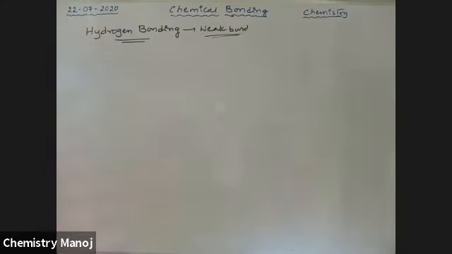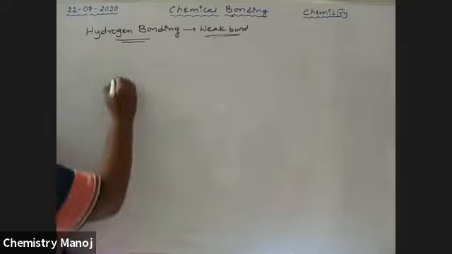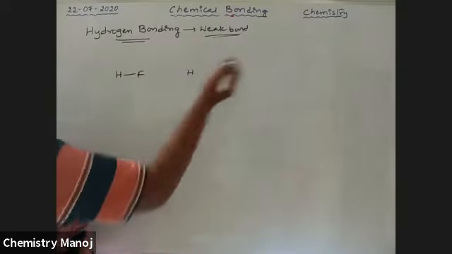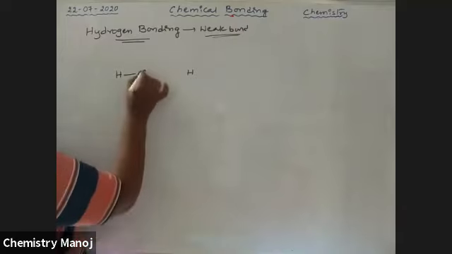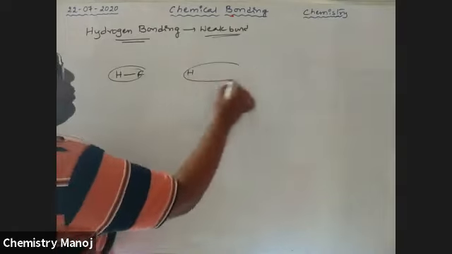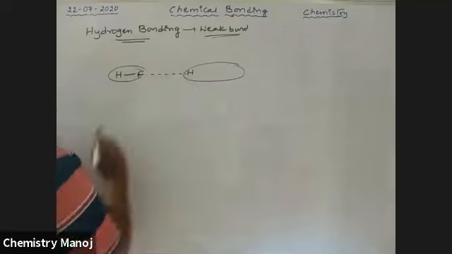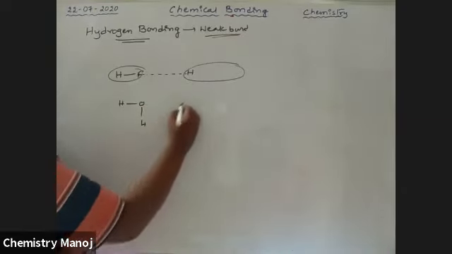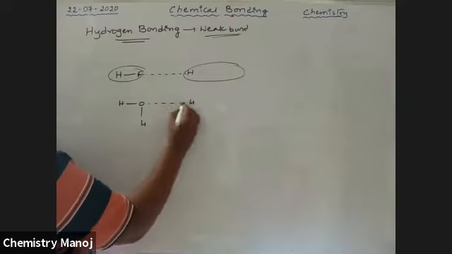Intermolecular hydrogen bonding. See here, there is an HF molecule, and there is a hydrogen atom of another molecule. So this is one HF, this is another molecule. Between them, a hydrogen bond is formed. There is an H2O molecule and there is hydrogen. Here also a hydrogen bond is formed.